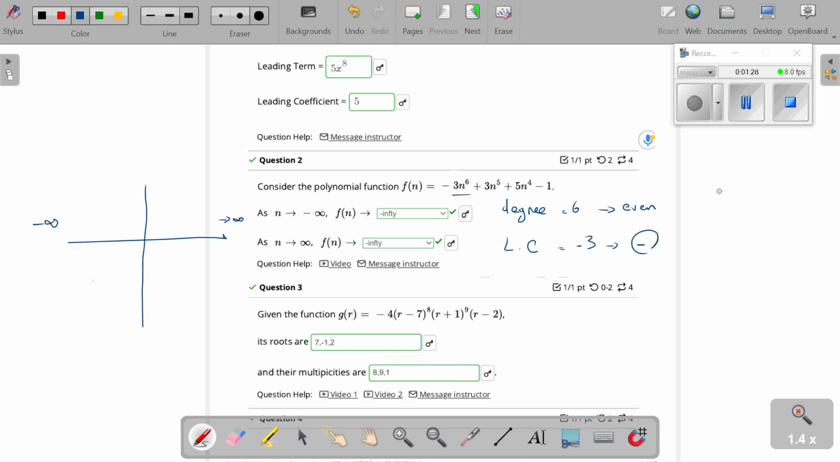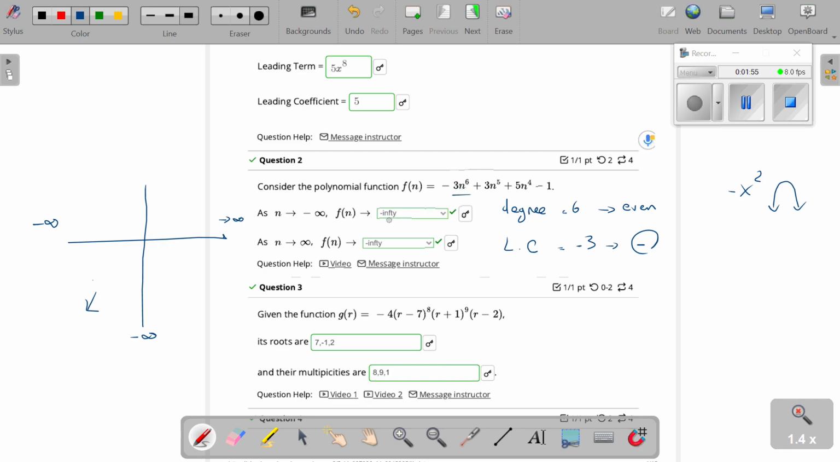And we know this is going to remind us of negative x to the power of 2, that looks like a parabola that goes downward. So the end behavior of this function will be similar to this one. That means on both sides, when x goes to negative infinity, f of x, or basically f of n, is going to downside, which is negative infinity.